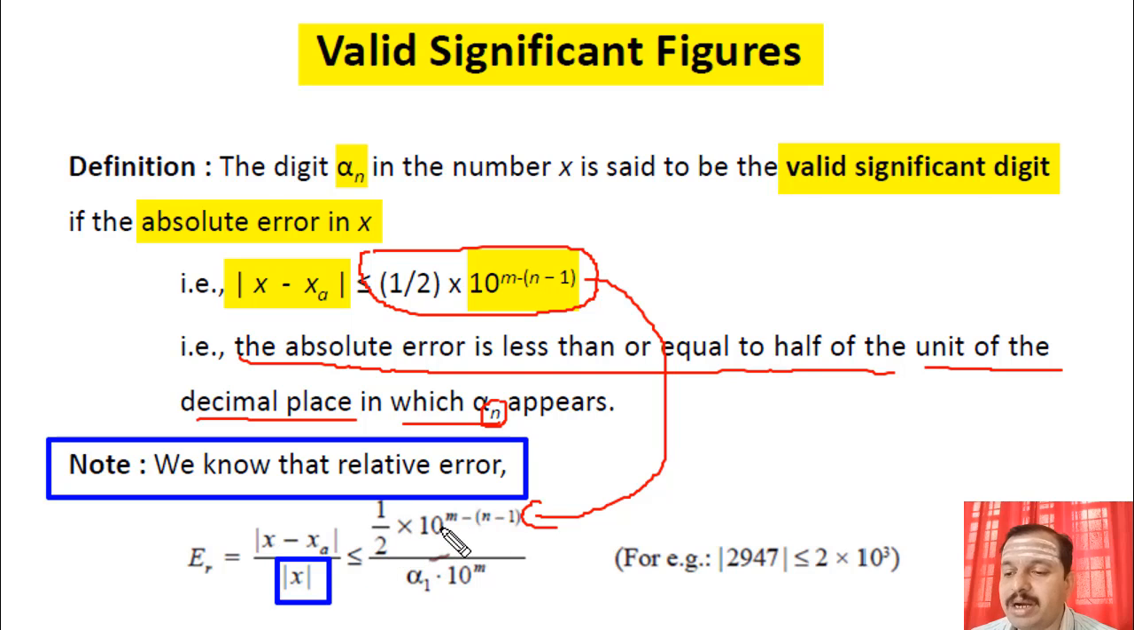half of 10 to the power of m minus n plus 1, divided by the absolute value of x. That is, the absolute value of x is always less than or equal to the first digit, alpha 1, into its unit. That is, if we have the number 2947, this number is always less than or equal to 2 into 10 to the power 3. The absolute value of this number is less than or equal to 2 into 10 to the power 3.